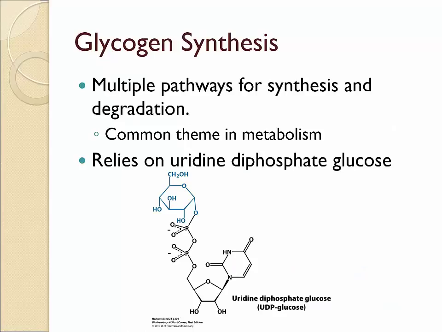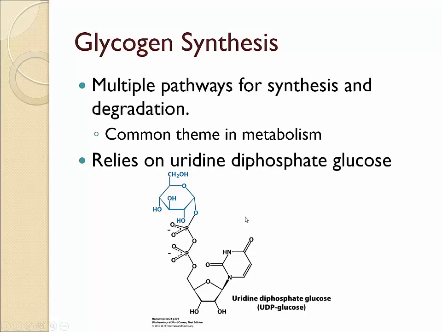So now that we've looked at catabolism, let's briefly look at synthesis. Now, there are multiple pathways for synthesis and degradation, so this is just one of them, and this is a very, very common theme in metabolism, to have multiple pathways doing things. In synthesis, we're going to rely on uridine diphosphate glucose, so this is just a carrier. It's kind of like the CoA part of acetyl-CoA.